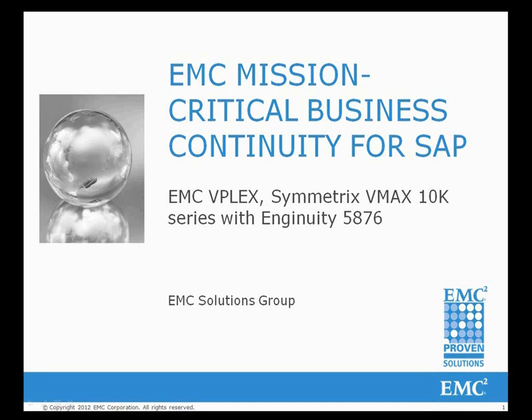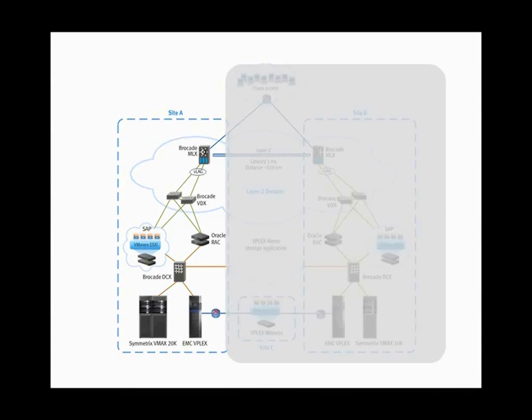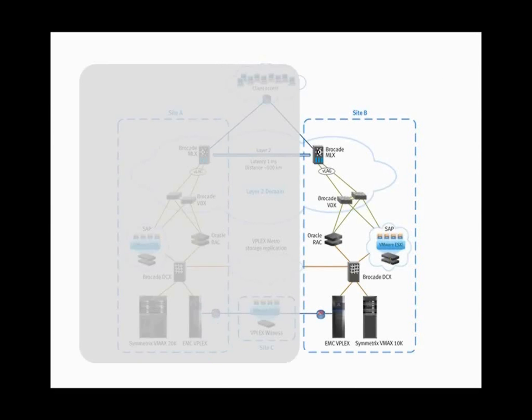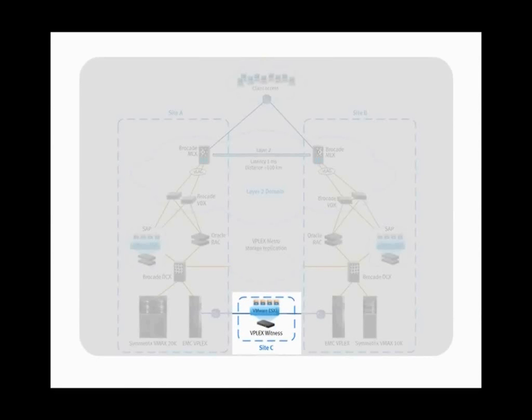Let's take a look at the architecture of the solution. The solution is made up of two primary data centers with a VPLEX cluster in each. This is Site A. Here is Site B, and together they create a VPLEX Metro cluster. Site C is a virtual machine that is used as the VPLEX witness.